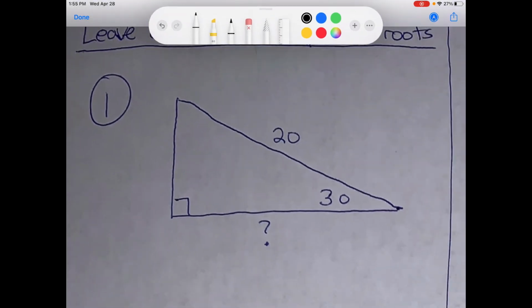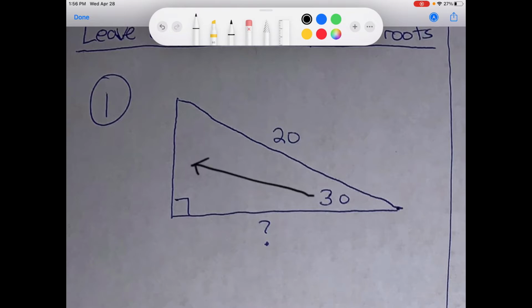It tells us 30, 60, 90. The hypotenuse is 20, which is double my short side. My short side is always across from 30. So if the hypotenuse is 20, double my short side, it's 10. And the other side is my short side times root 3.